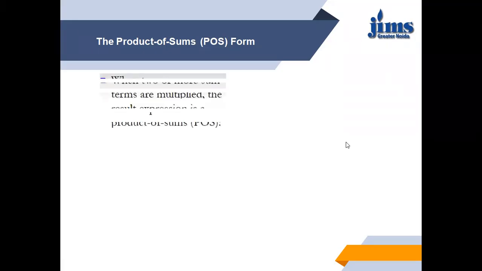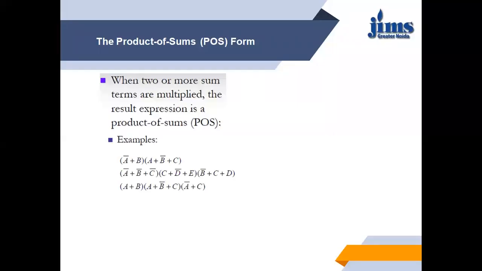We were discussing the product of sum. By definition, when two or more sum terms are multiplied, the resulting expression is a product of sum. As an example, suppose the first term is a bar plus b, that is a sum term, and again a plus b bar plus c is another sum term, and both sum terms are multiplied. When such expressions occur, we say this is a product of sum form.